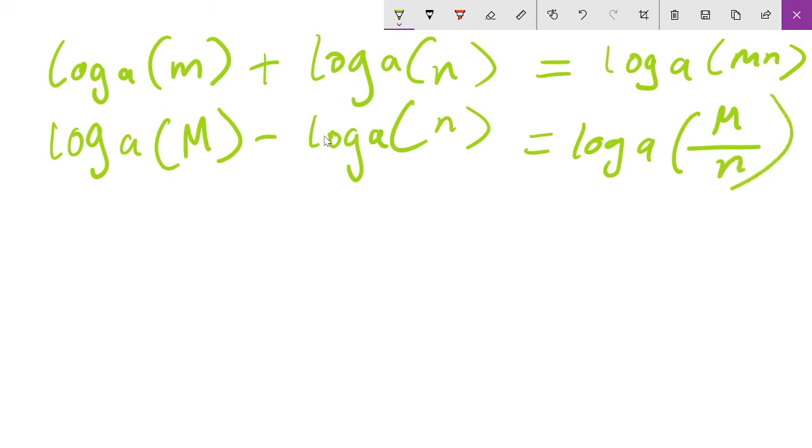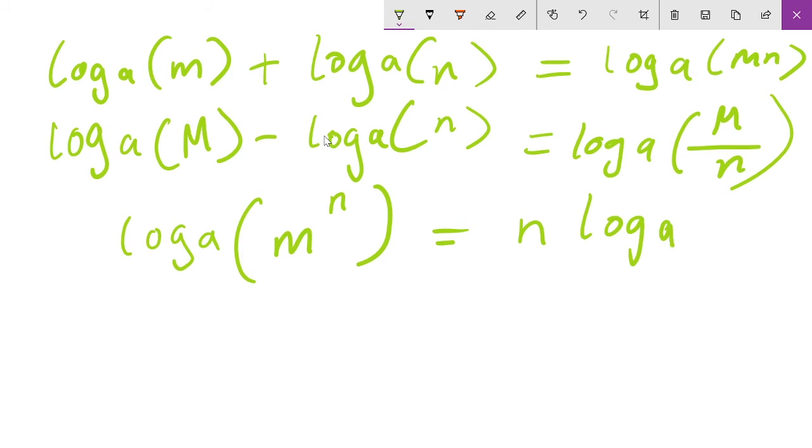Pretty easy, huh? Now the last law, which is really useful for the stuff that I just said, is this one right here: log to the base a of m to the n is equal to n times log base a of m. So those are the three laws you need to know.